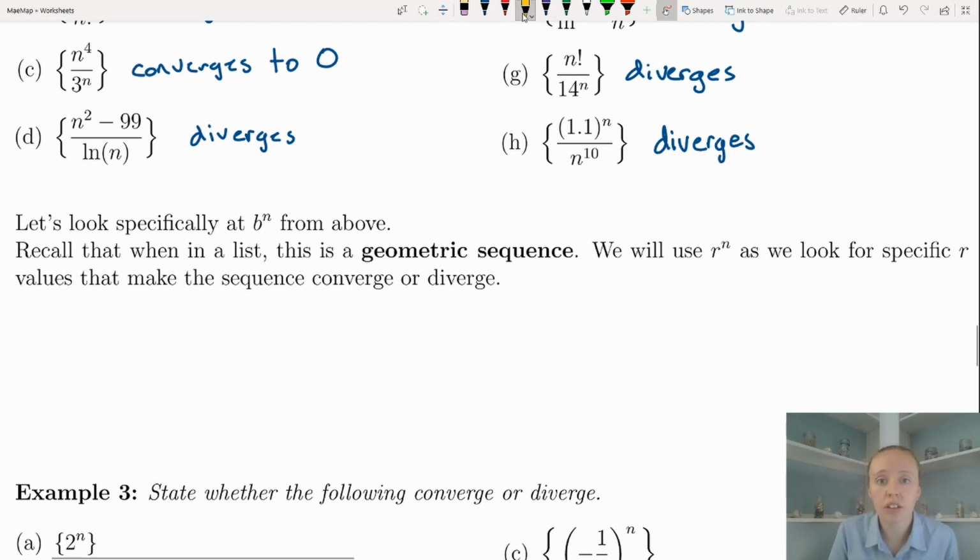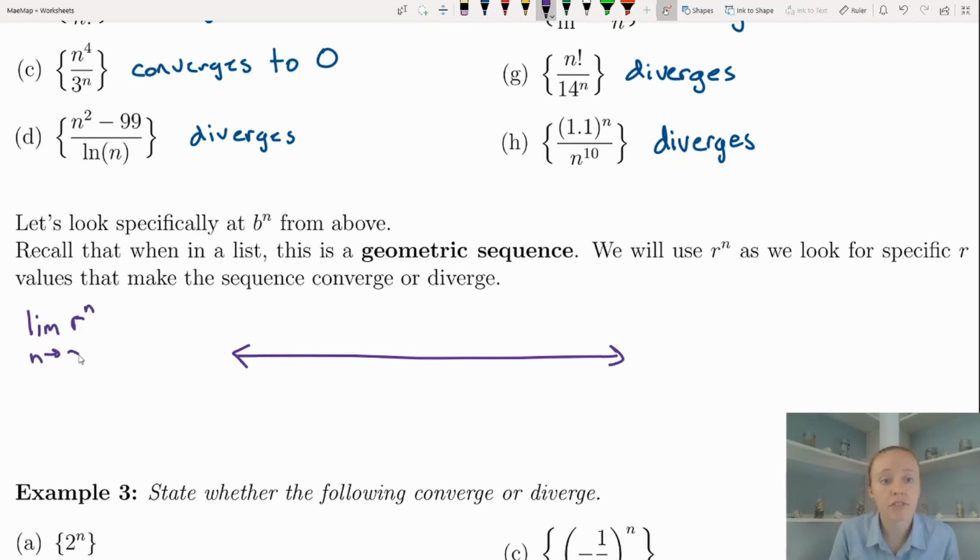So let's go ahead and draw out a quick number line. So what we're focusing on is the limit of r to the n as n approaches infinity. What exactly is happening? And let's look at some specific values of r. Let's look at when r is -1, 0, and 1. Let's start by looking at when r is equal to 1. When r equals 1, we have 1 to the n, and we're taking the limit as n approaches infinity.